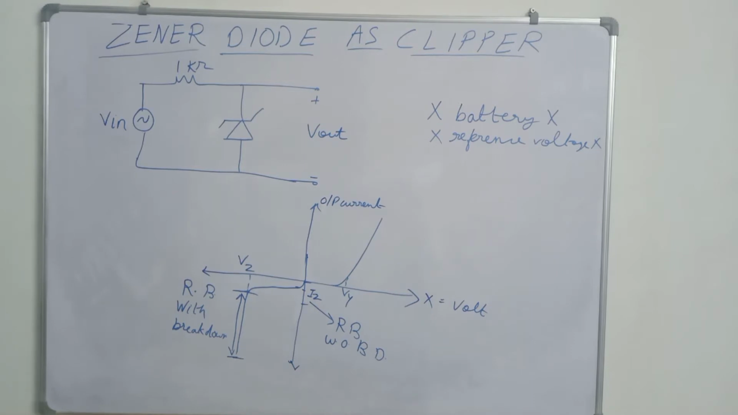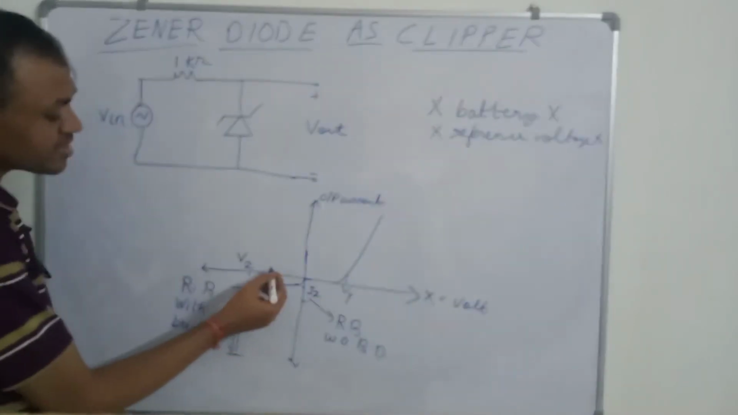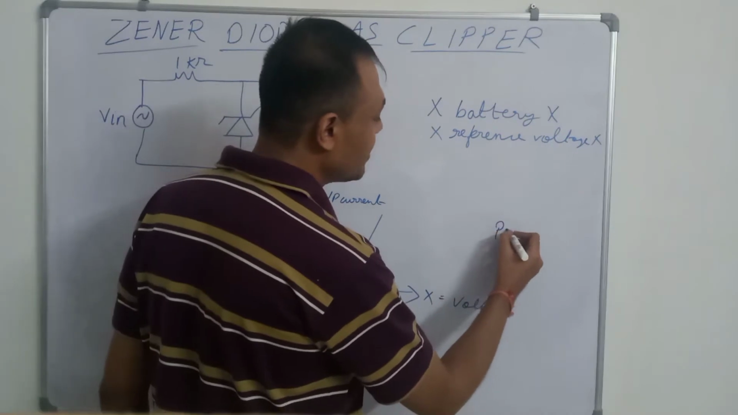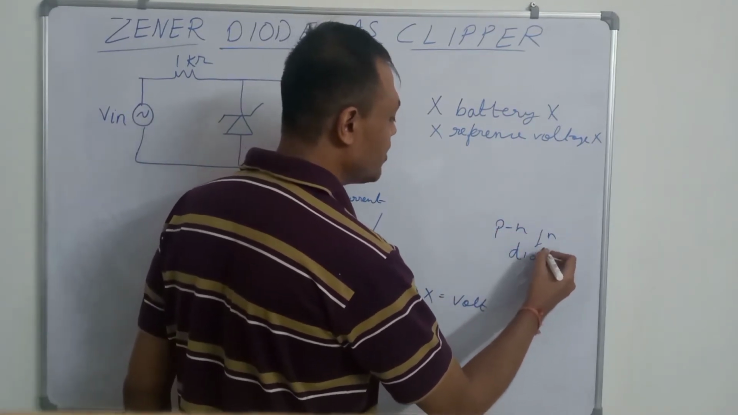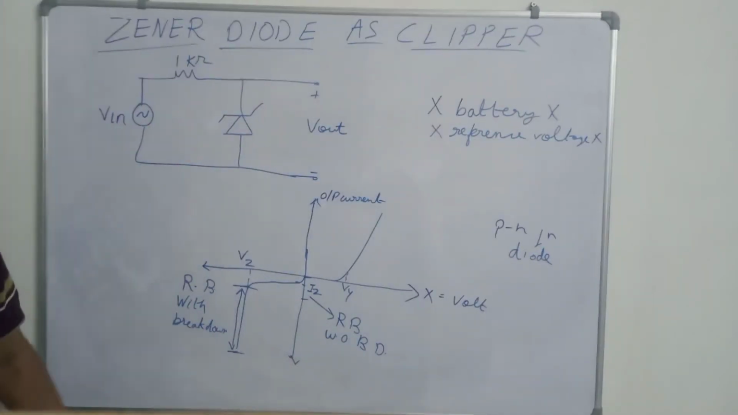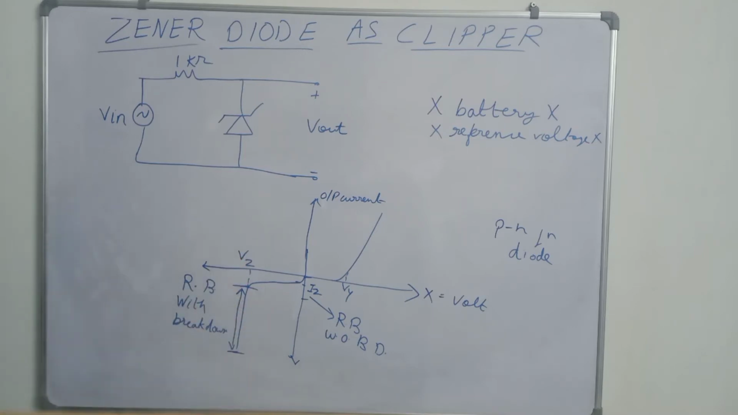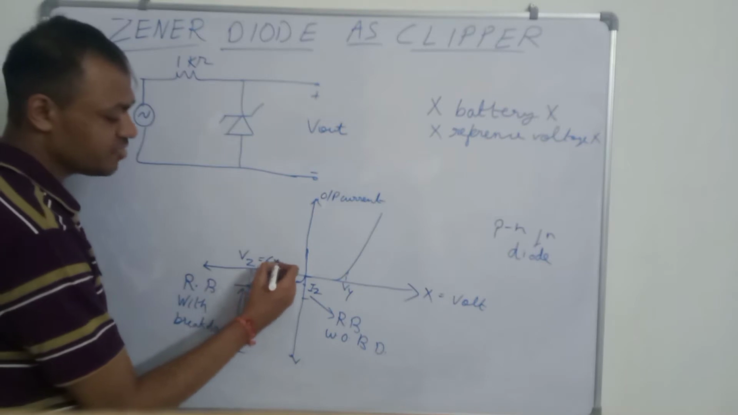Now we will see the working of this circuit. Also, the characteristics of a PN junction diode are almost the same as the Zener diode, but in a PN junction diode the breakdown voltage is very high. In Zener diode the breakdown voltage is about 6 volt or 8 volt.